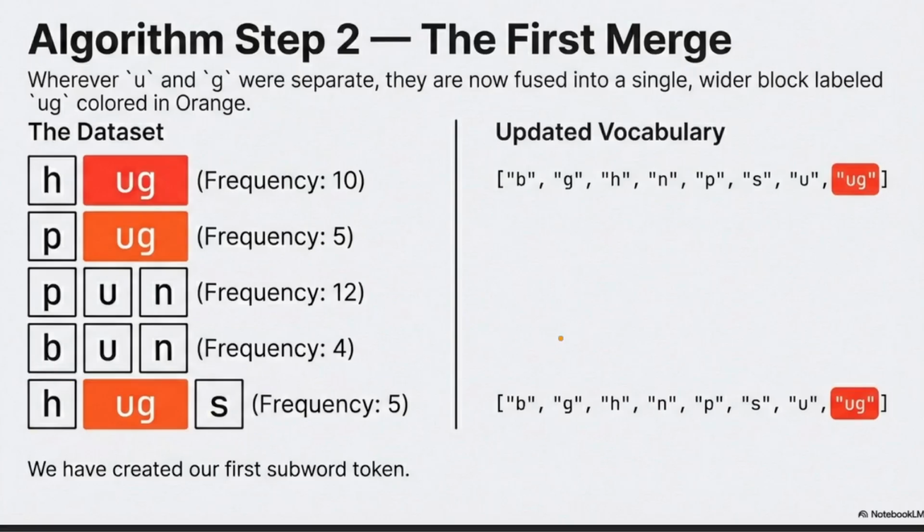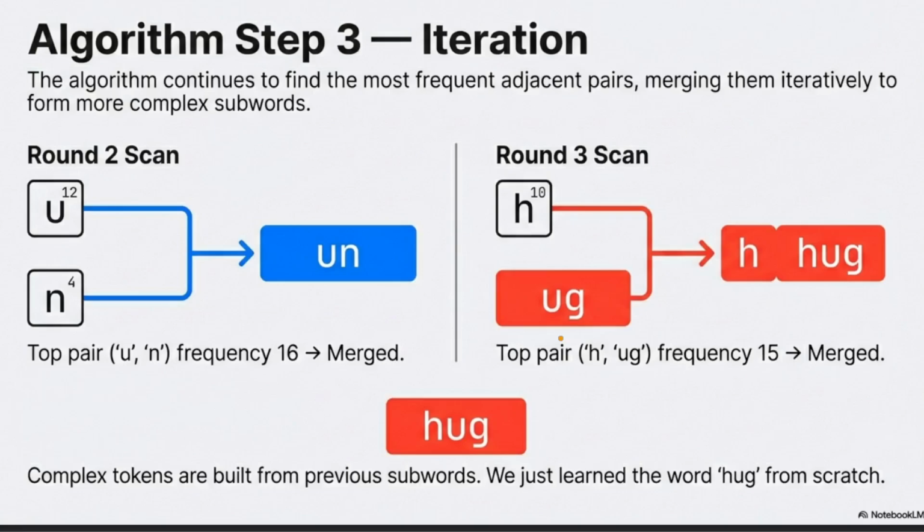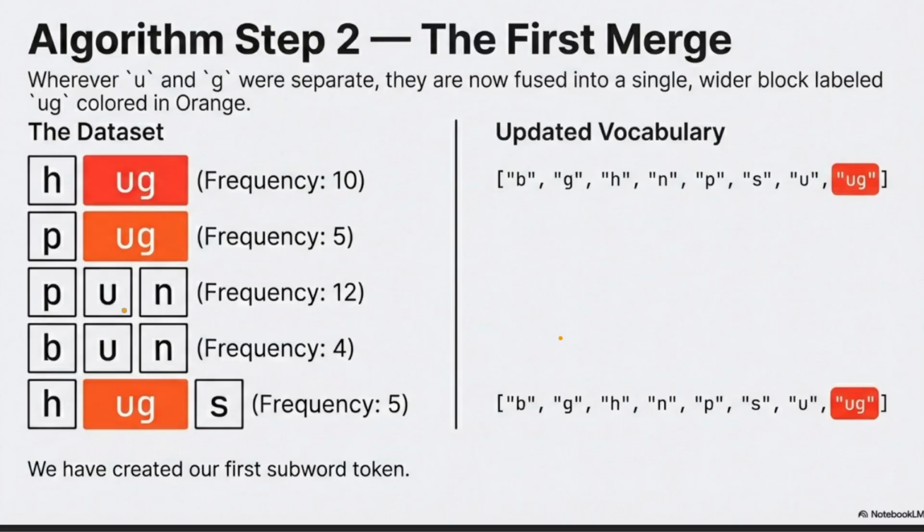Okay, so we don't stop here. We scan the updated version of the text. Now the pair U and N is the most frequent.